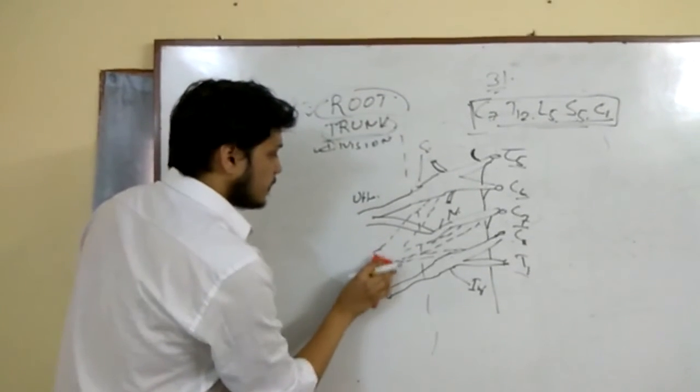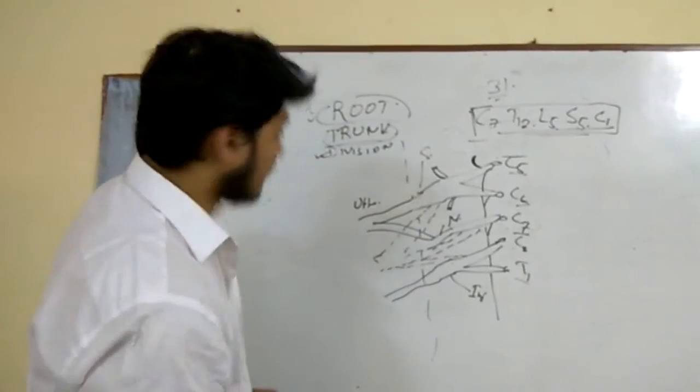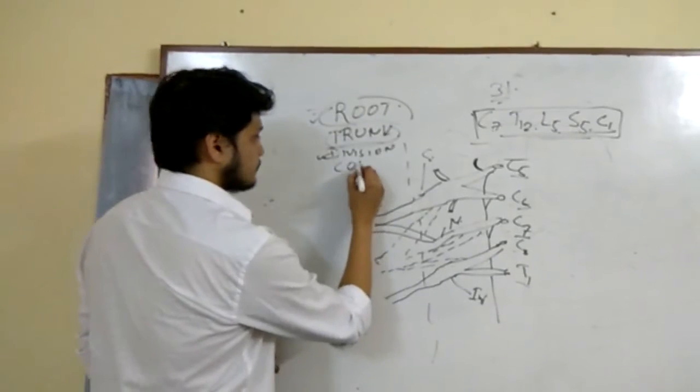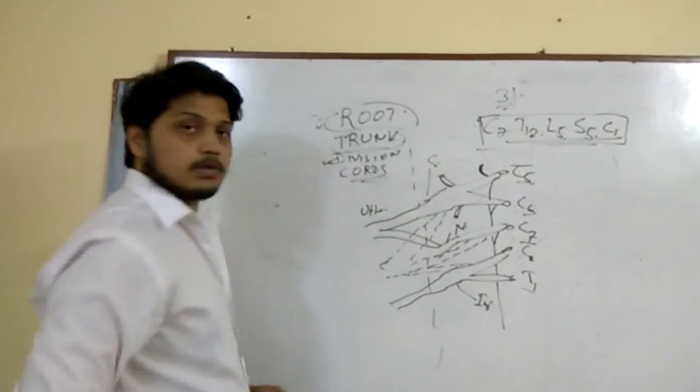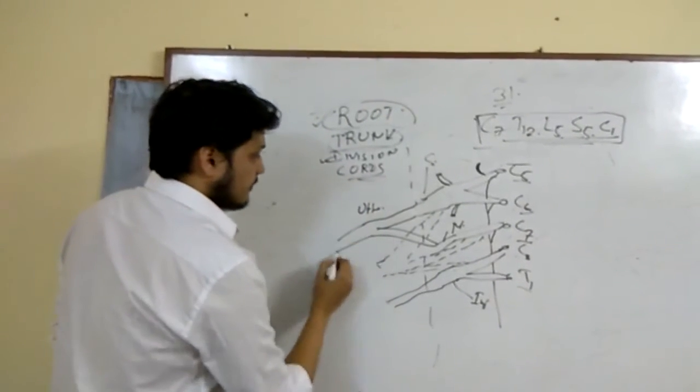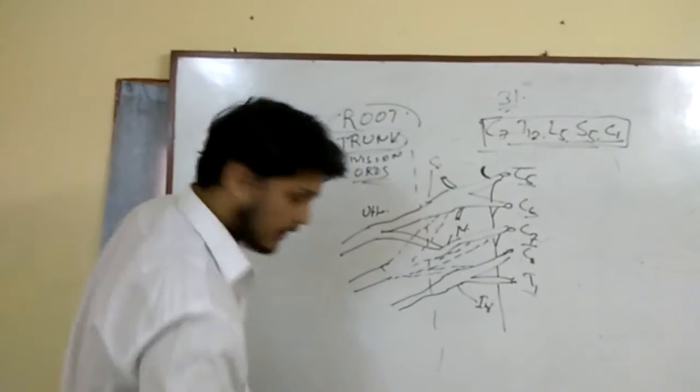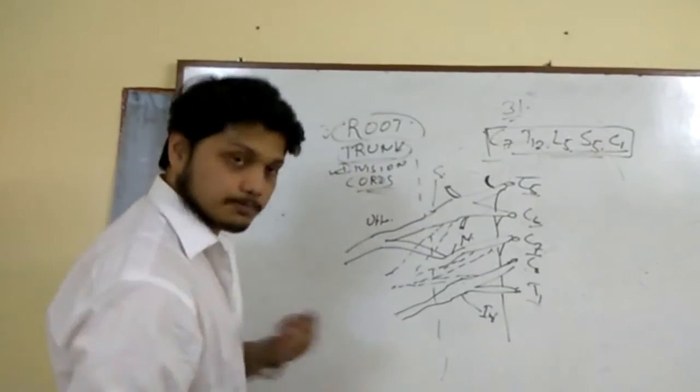Now this continues into my final part called the cords. We come into the cords. Now this we call the, actually it's better to draw with a dotted line because this is posterior.